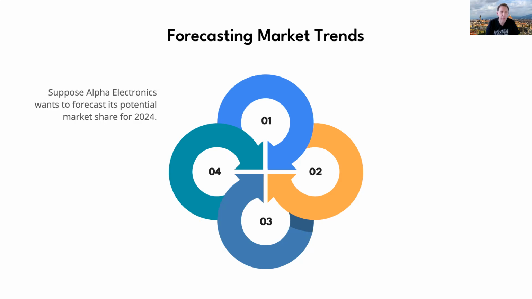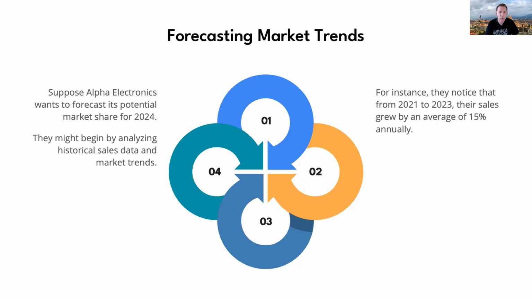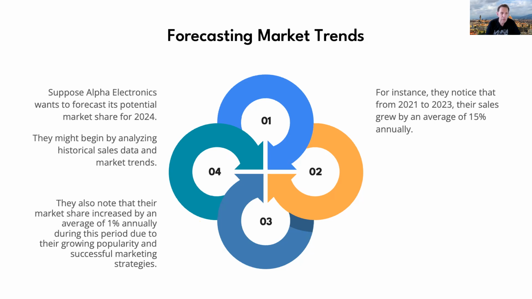Suppose Alpha Electronics wants to forecast its potential market share for 2024. They might begin by analyzing historical sales data and market trends. For instance, they noticed that from 2021 to 2023, their sales grew by an average of 15% annually. They also note that their market share increased by an average of 1% annually during this period due to their growing popularity and their successful marketing strategies.